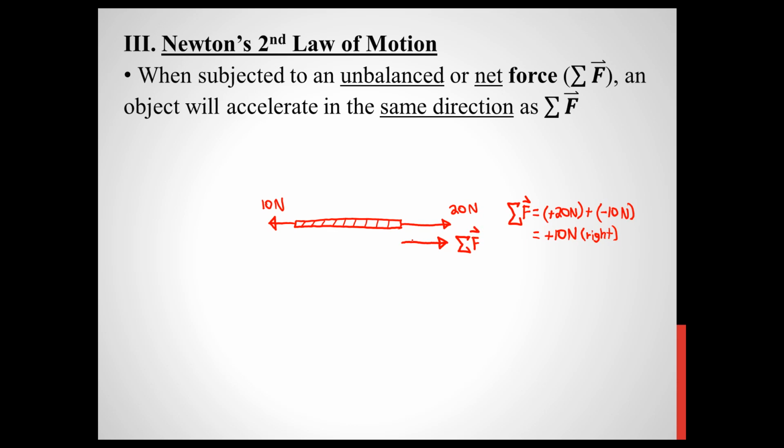Now, if you have a net force towards the right, Newton's second law of motion would tell you that you are then going to move. And specifically, when I say move, I mean you're going to accelerate in that exact same direction. So my acceleration vector would also point towards the right.